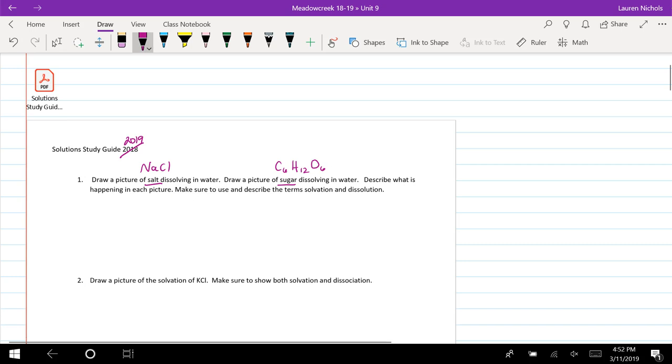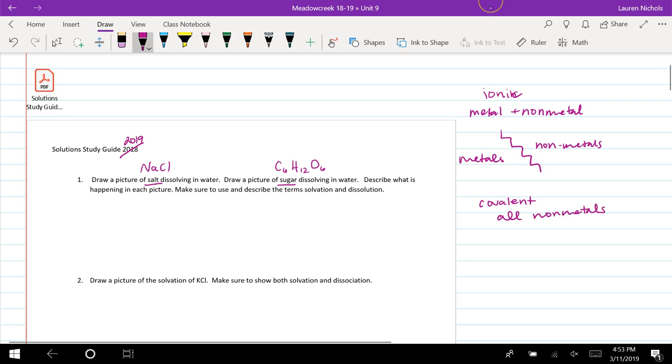The difference between how salt dissolves in water and sugar dissolves in water is dependent on whether or not it's ionic or covalent. So, as a quick reminder, something is ionic if it has a metal and a non-metal. The way you tell is when you're looking at the periodic table and you're looking at the staircase, metals are on the left side, non-metals are on the right side. So if you have one of each, it's ionic. And if you have all non-metals, then you have a covalent compound.